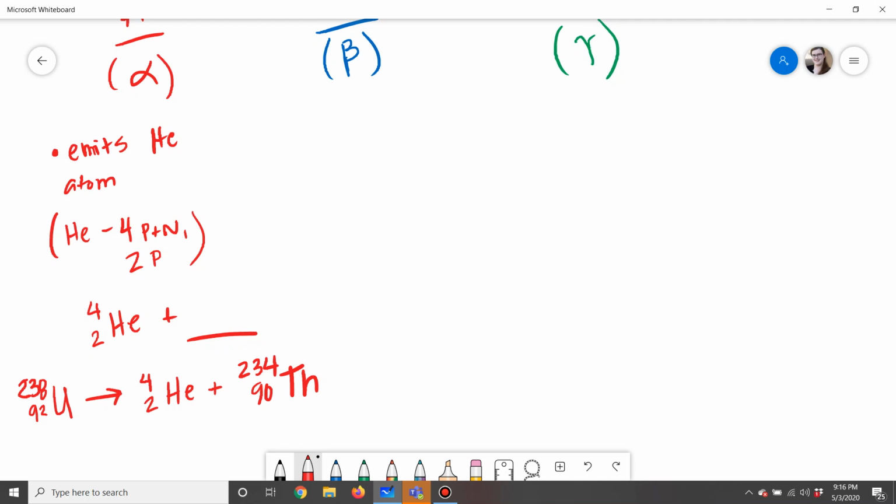Now let's go ahead and look over at beta decay, okay? Beta decay is going to have a less massive give off of subatomic particles. What's going to happen here is that we're going to be giving off an electron. So we're going to scroll up here.